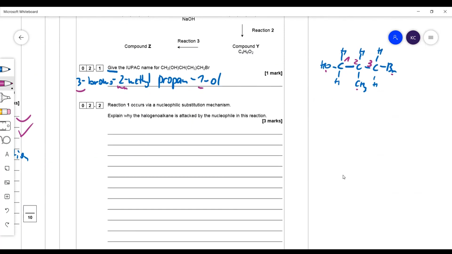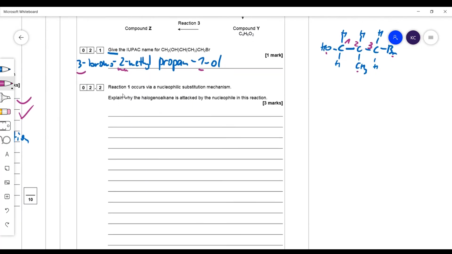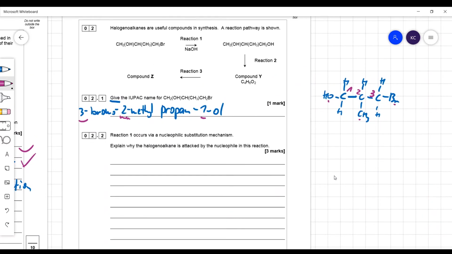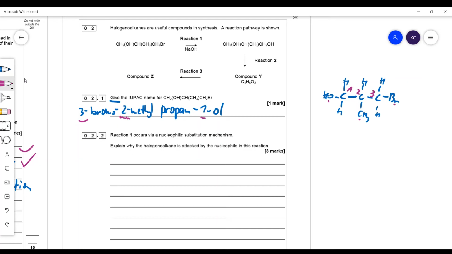So the next question is, reaction 1 occurs via nucleophilic substitution mechanism, and you're supposed to explain why the halogenoalkane is attacked by the nucleophile in this reaction. So reaction 1 is this one, so there is some base, and we're making alcohol from halogenoalkane. There's alcohol as well, but there is a bromine here. So, why is the halogenoalkane attacked by the nucleophile in this reaction?